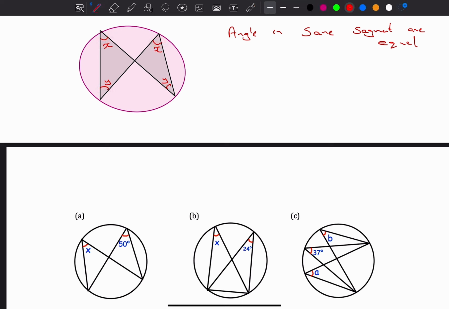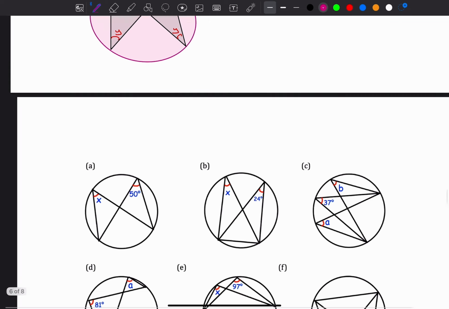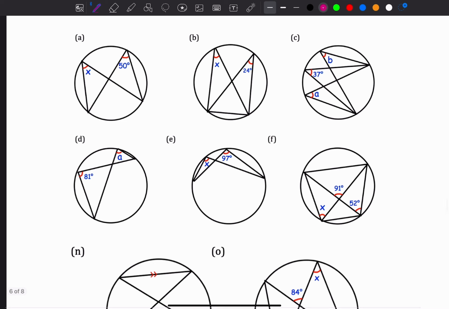And remember, if you look at this, this is technically the same thing as this because of vertically opposite angles, isn't it? That might come later. So angles in the same segment are equal, so x is 24. All of them are the same angles in the same segment. 37 for B, A is 37 as well, 81, 97. Okay, this one looks very similar to what number?